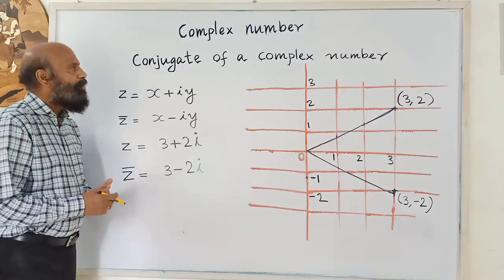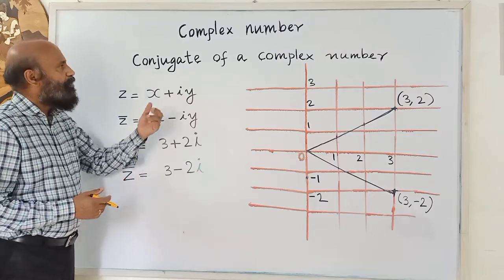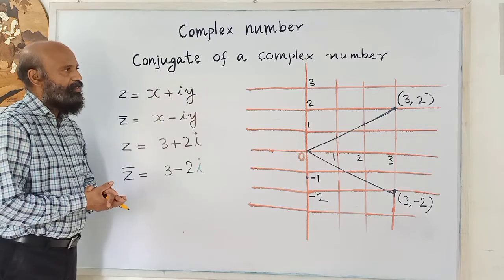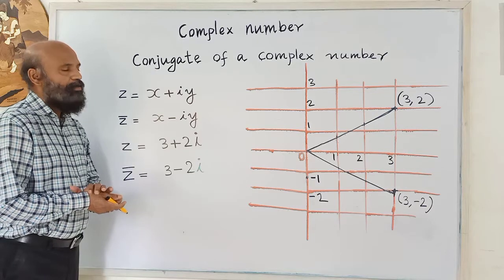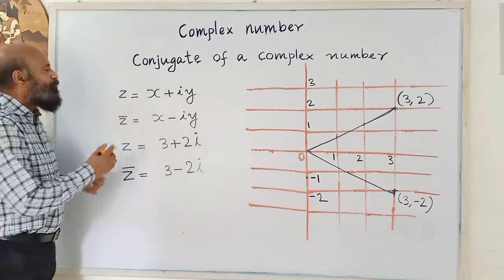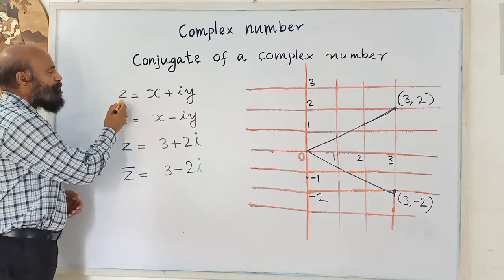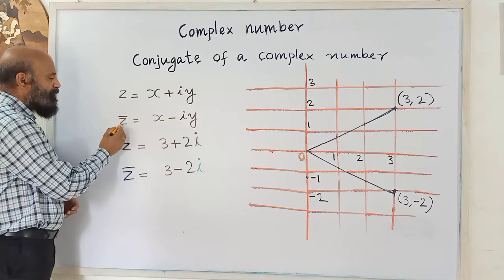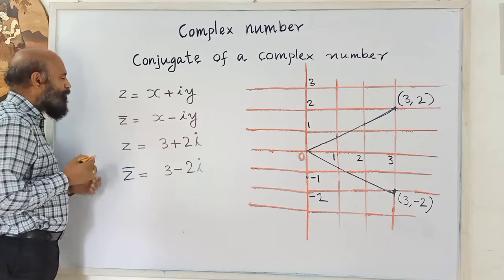In this video, I'm going to explain the conjugate of a complex number, its geometrical representation, then properties with some examples. So if Z is a complex number, its conjugate is represented as Z bar.